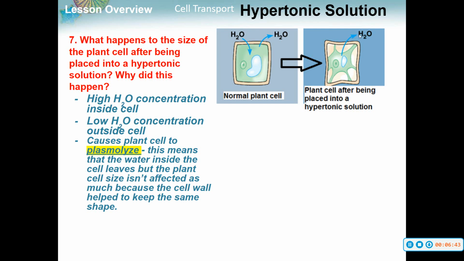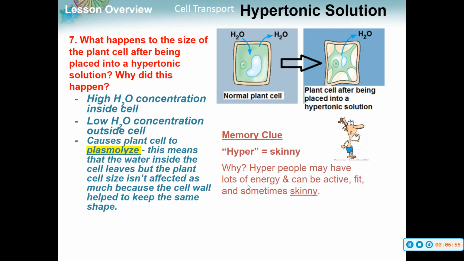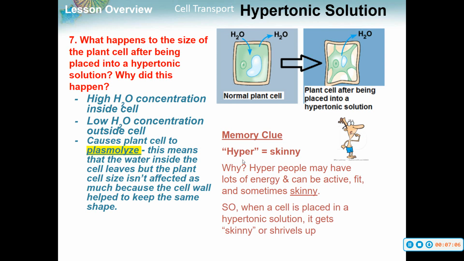Okay. Now, let's take a look at a different situation. Oh, before we do that, let's look at a memory clue. So my memory clue for you is hyper skinny. So when I think of hyper, maybe I'm thinking of people who have lots of energy, and maybe they'll use that energy to be active and fit, and that might cause them to be skinny. So when you put a cell in a hypertonic solution, the cell's going to get skinny, or in other words, it might shrivel up or have water be taken out of it.